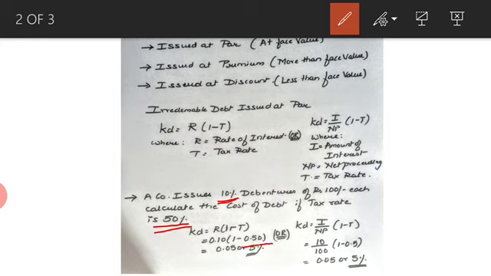So how do you solve it? First solve the bracket. 1 minus 0.50 is 0.50. 0.50 into 0.1 gives you 0.05. That is nothing but 5%. That is 0.05 into 100 gives you 5%. So what is the cost of debt? Cost of debt is 5%.